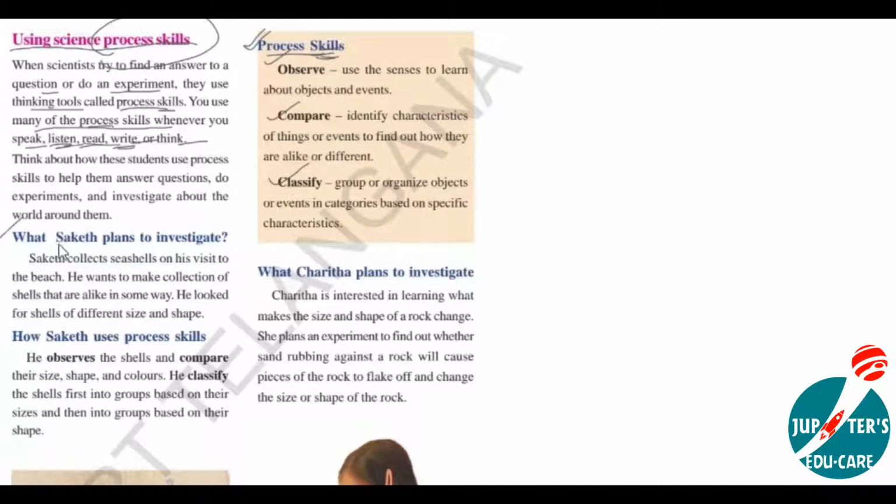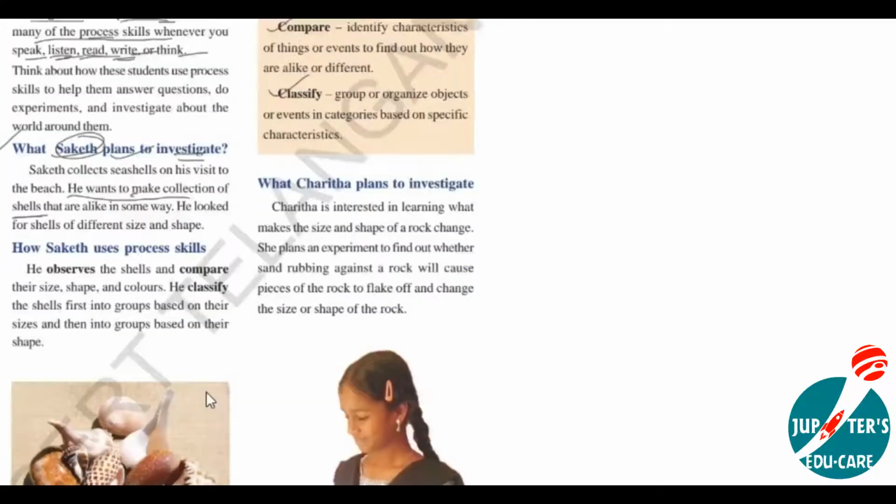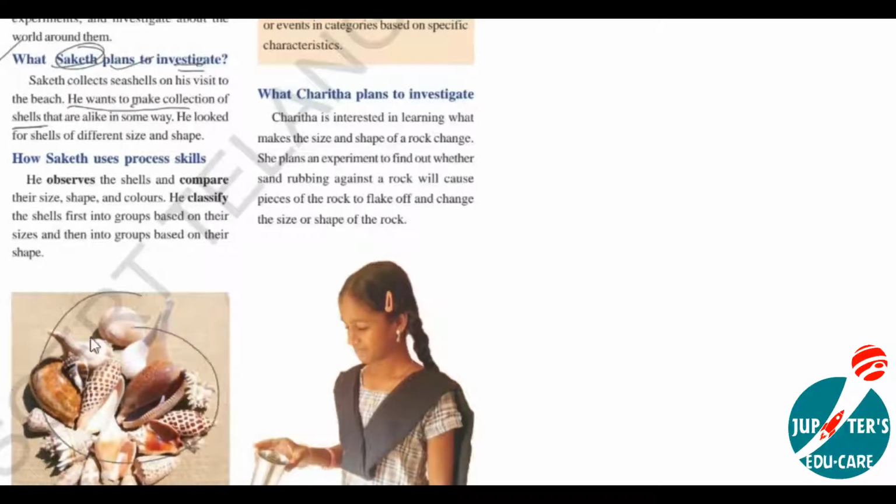Here we have an example. This is one of the students, Saket. He wants to investigate something, and for that he planned. What is his investigation? He wants to collect different shells, to make a collection of shells. To collect the shells, he went to the seashore and collected different shells. Here you can see the shells. He collected this many shells, right?